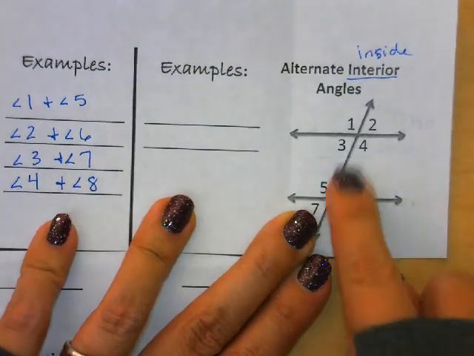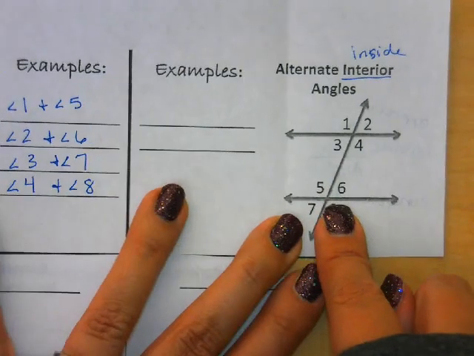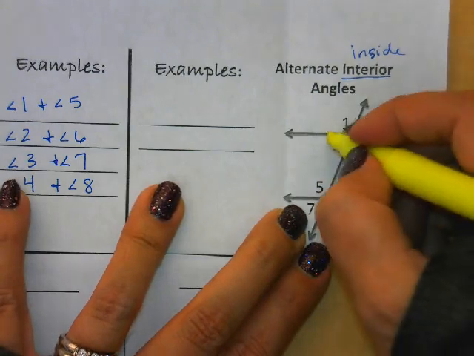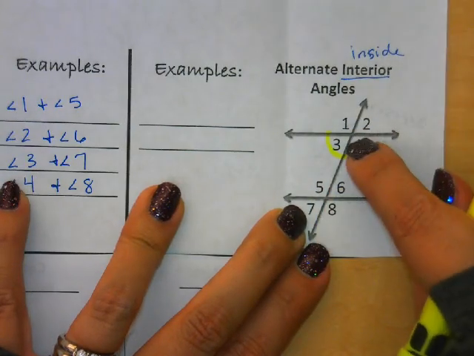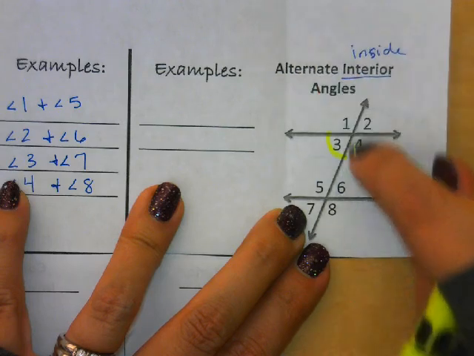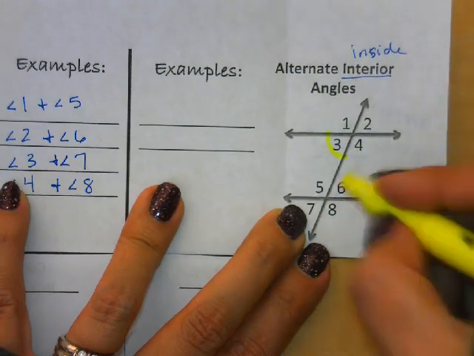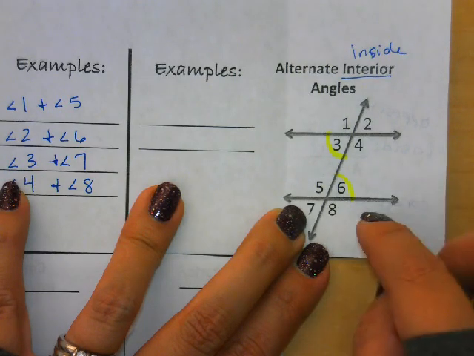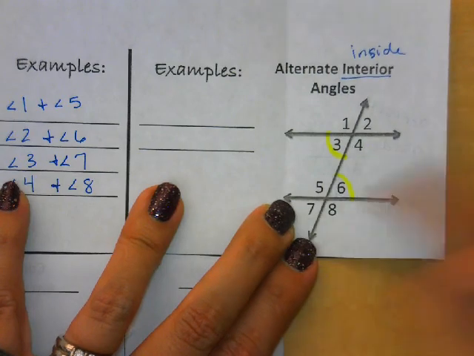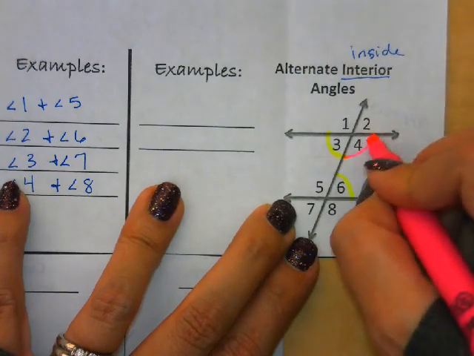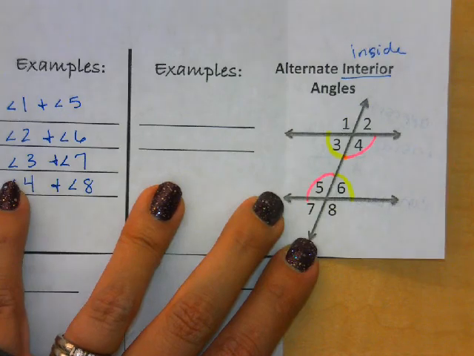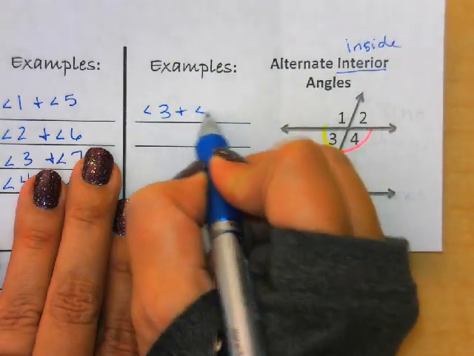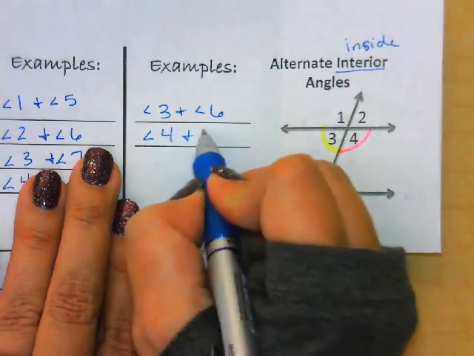So if I am looking at my inside angle measures, let's say I have angle 3, that is inside. I am looking on the opposite or the alternate side of the transversal. So 3 and 6 are alternate interior angles. They are equal. 4 and 5 are alternate interior angles. So they are also going to be congruent, angle 4 and angle 5.